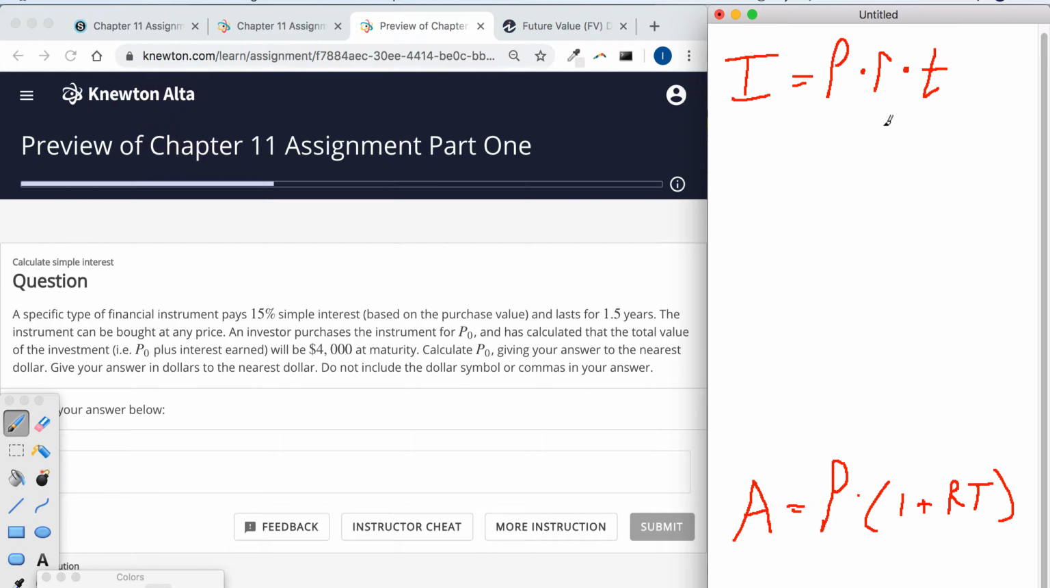So the interest is the 4,000 subtracted by the principal in this formula. Instead of I, I put 4,000 minus P, because we still don't know what P is, what the starting amount is, or P sub 0. But if we can make an equation about it, we can solve the equation and find out what it's supposed to be. So I put in 0.15 for the rate, and then 1.5 for the time. Now we've got an equation we can solve.